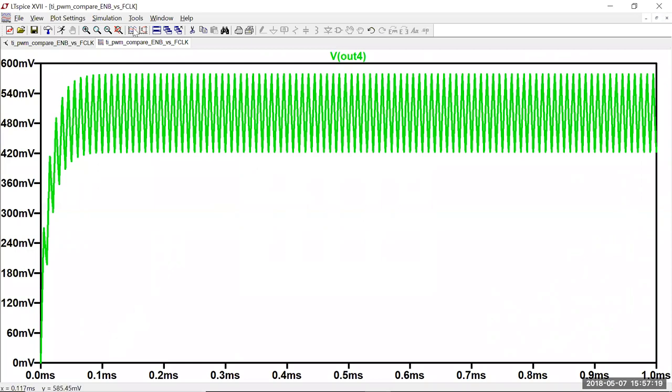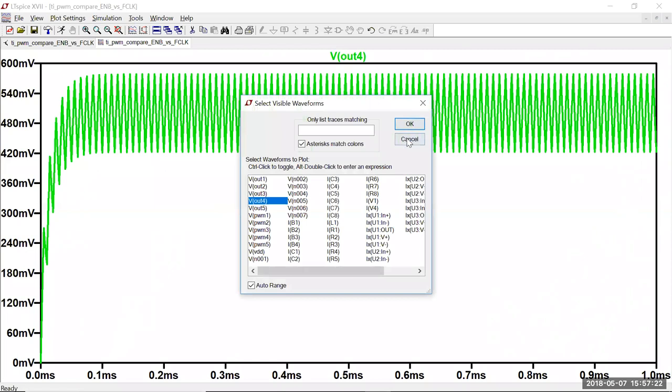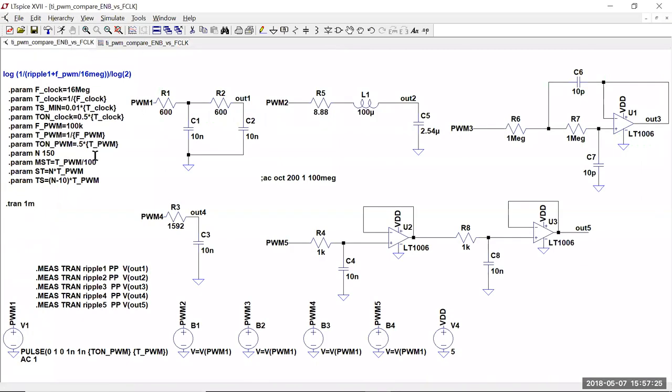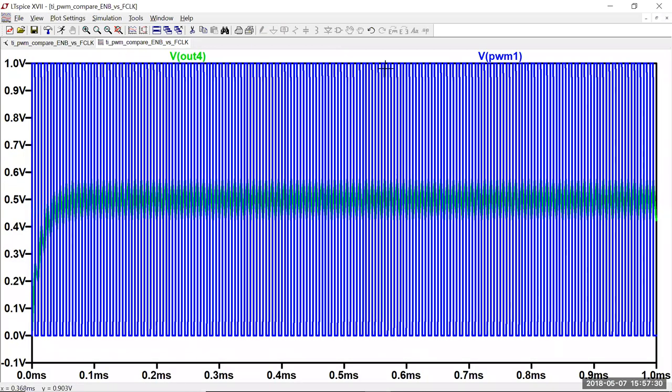So the thing is, let me find... right. That's the clock frequency, right? So in order to get the step response, you've got to slow that clock down. This is it acting like a pulse width modulated filter. And yeah, it's taking that long to settle. Now, if you go for 0.1 millisecond, in this particular example, it should work.